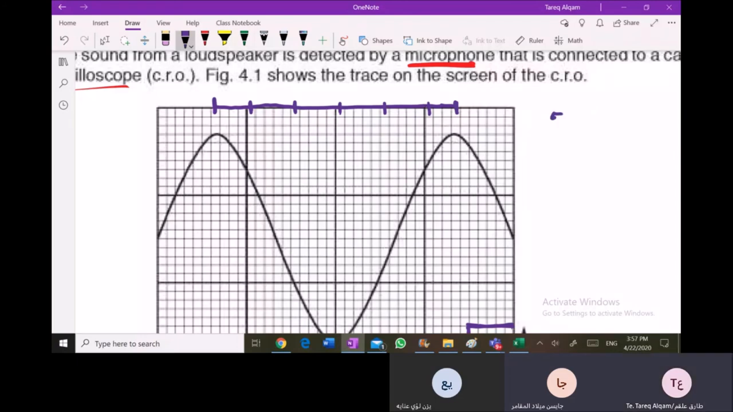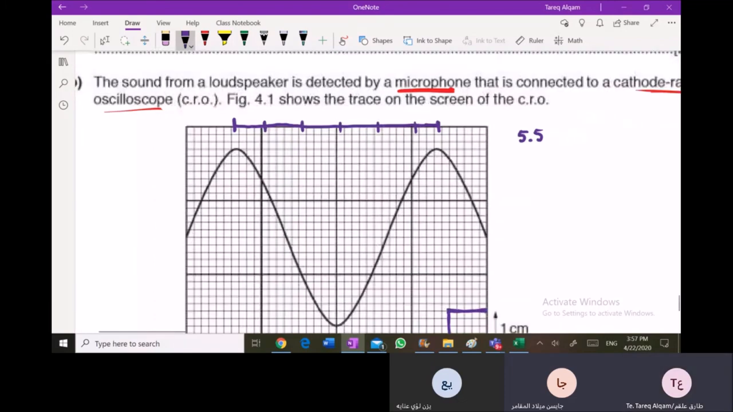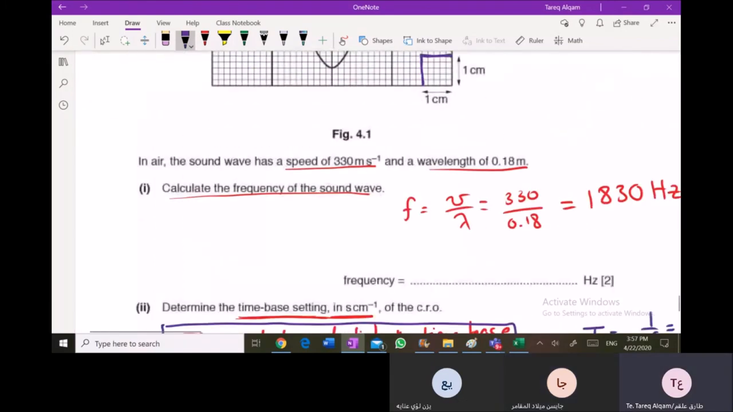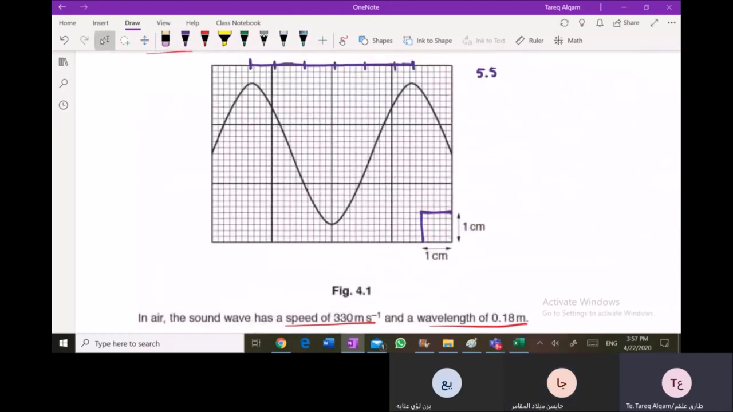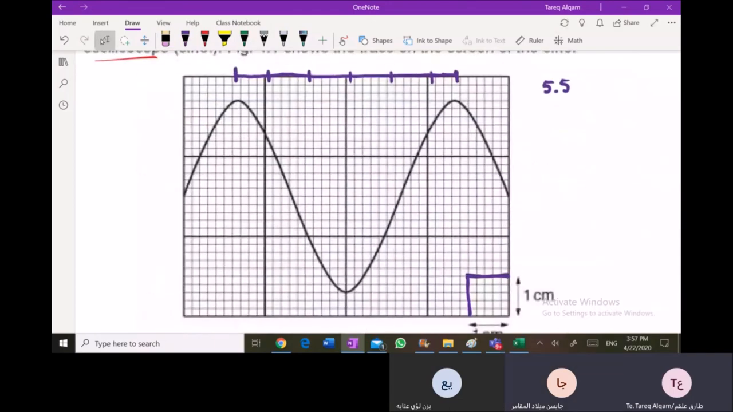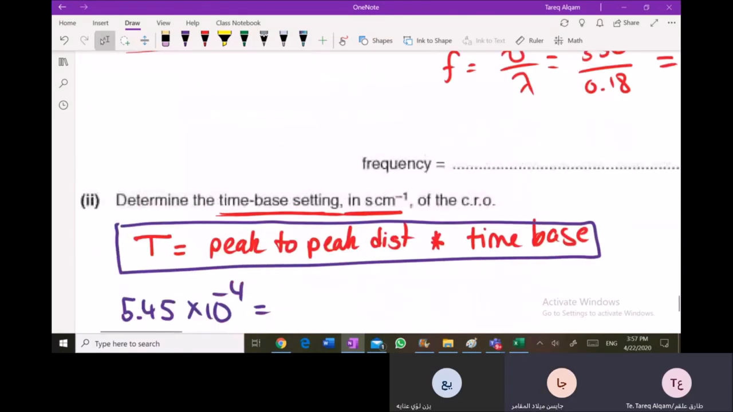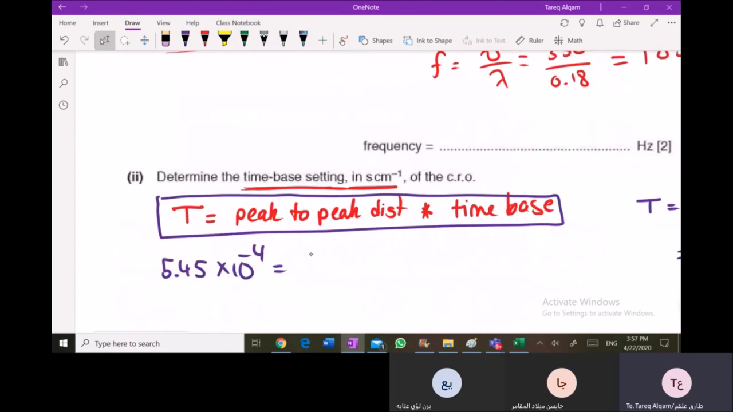I think it is 5.5. Anyway, in the past paper, guys, or in the external exam, the grid will be very clear, divided into 5 squares, so it's easy to count. So let's say 5.5 times the time base, we can find the time base.